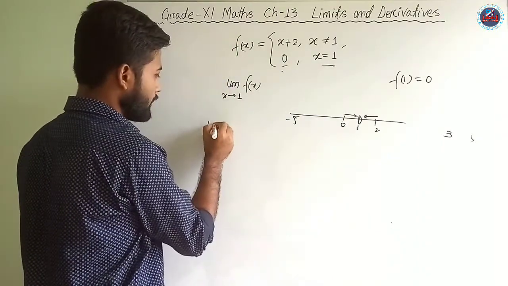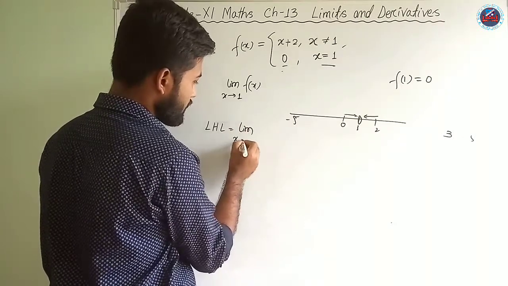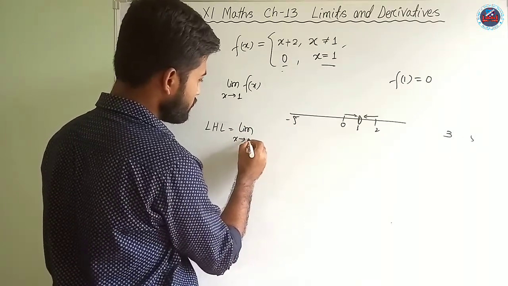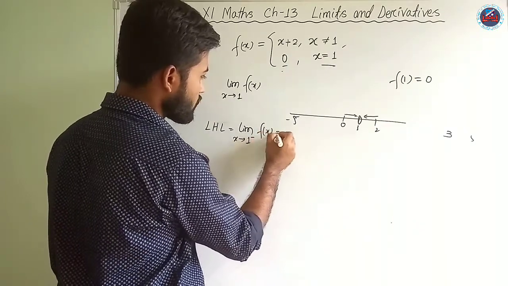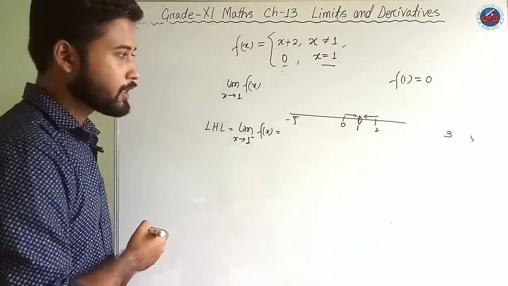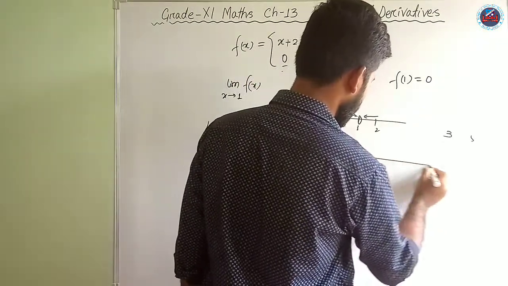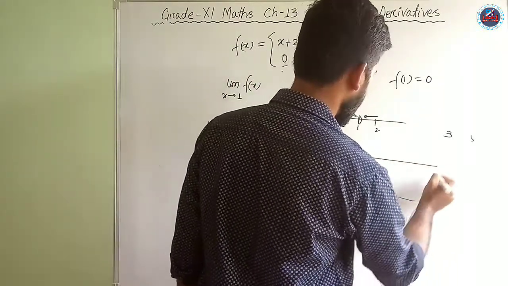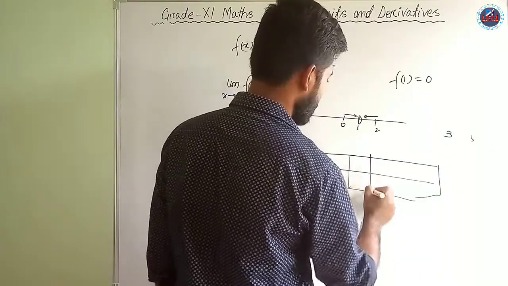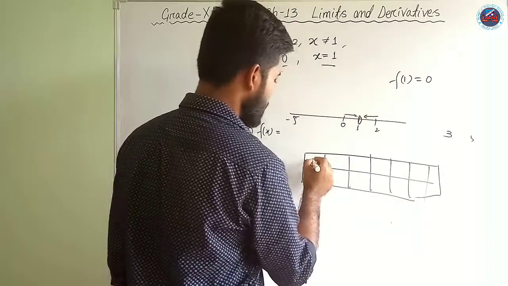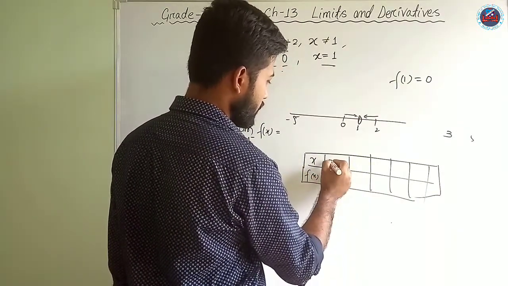So let us find the left hand limit. LHL is the limit x tends to 1 negative of f of x. So what will that be equal to? If I plot the graph, let us take this as our x, this as f of x. Now we have a point here.